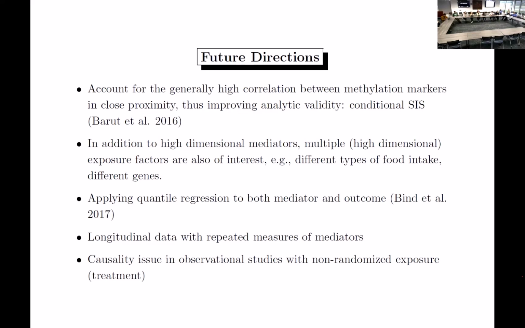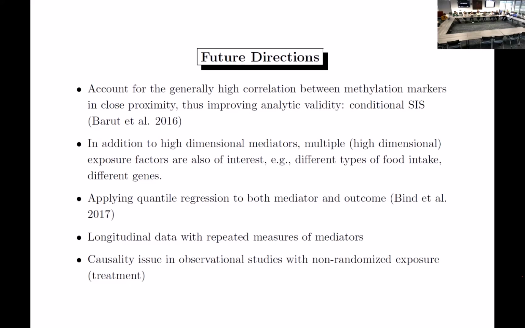So the first one is how to account for the high correlation between methylation markers in close proximity, so that we can improve the analytical validity. I think that's a question related to David. Probably we can use a conditional SIS, conditional true independent screening method, to reduce the impact of the correlation. And second, in addition to the high-dimensional mediator, we have multiple exposures of interest, like different types of food intake and different genes. There's another paper where they applied functional regression to both mediator and outcome, although in the single mediator setting, so we can also extend this into a high-dimensional mediator setting.